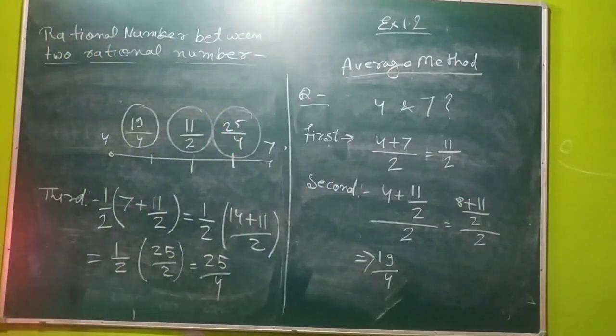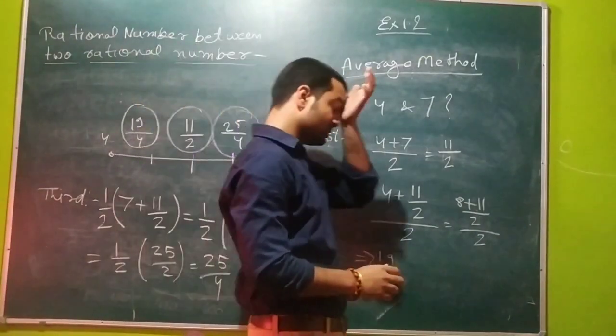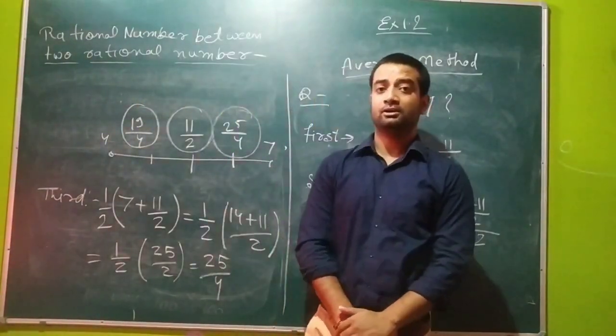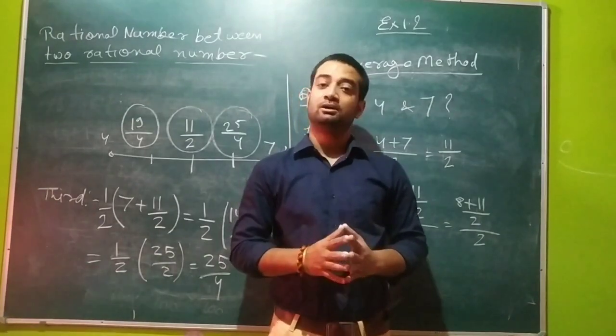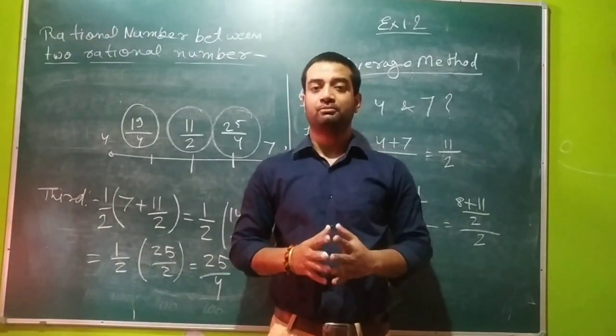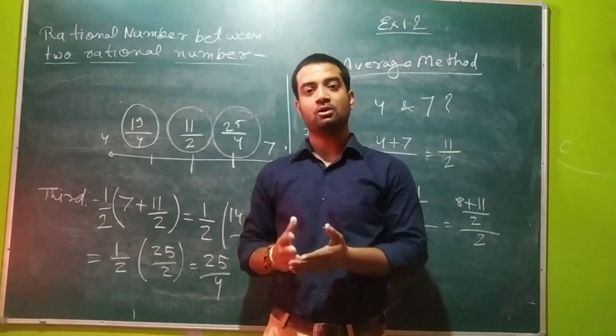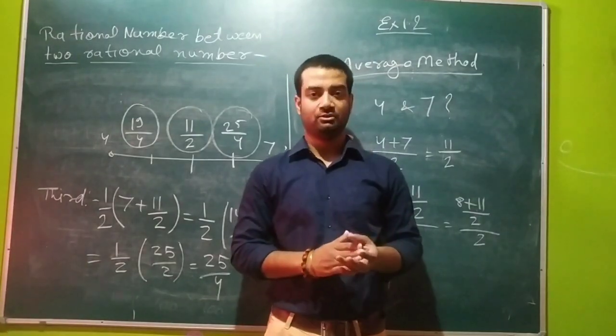So if you need to find out rational numbers between any two given rational numbers, you can find them by using either the step method or the average method, whichever you like.